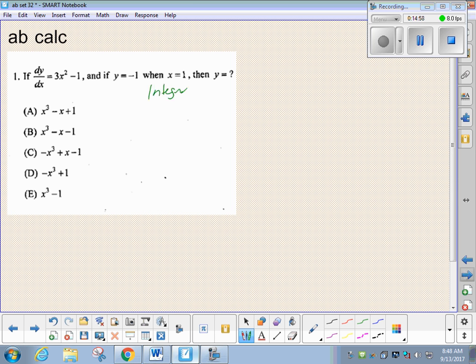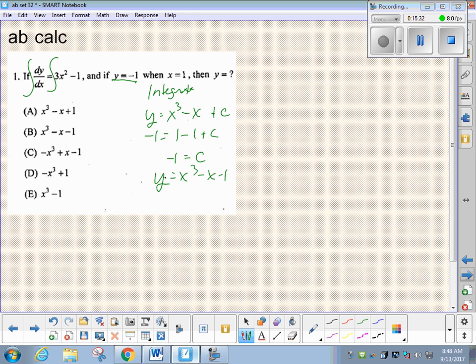Say I integrated. Over here it's not a prime, it's derivative still though, so you get y equals, what is the antiderivative of 3x squared? X cubed, and what's the antiderivative of 1? X, negative x, plus a c. How do I find the c? Plug in, yeah. Negative 1 equals 1 minus 1 plus c. That implies that c is negative 1. So y is x cubed minus x minus 1, which tells me b.